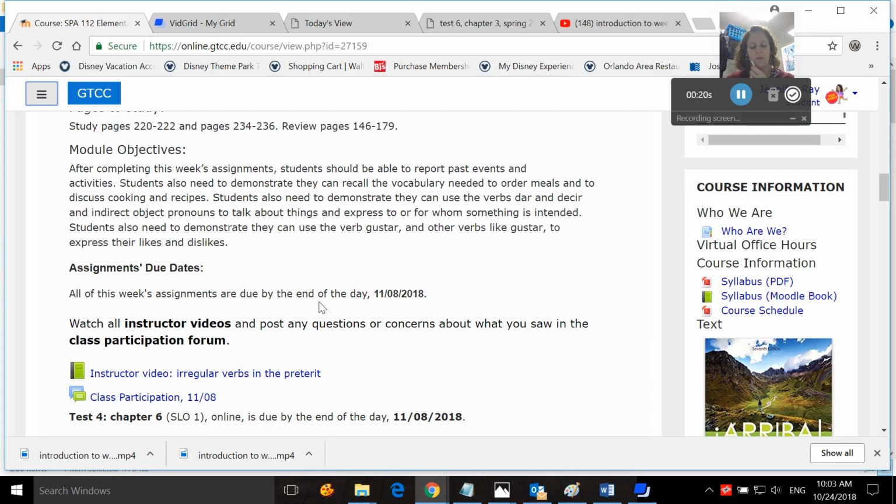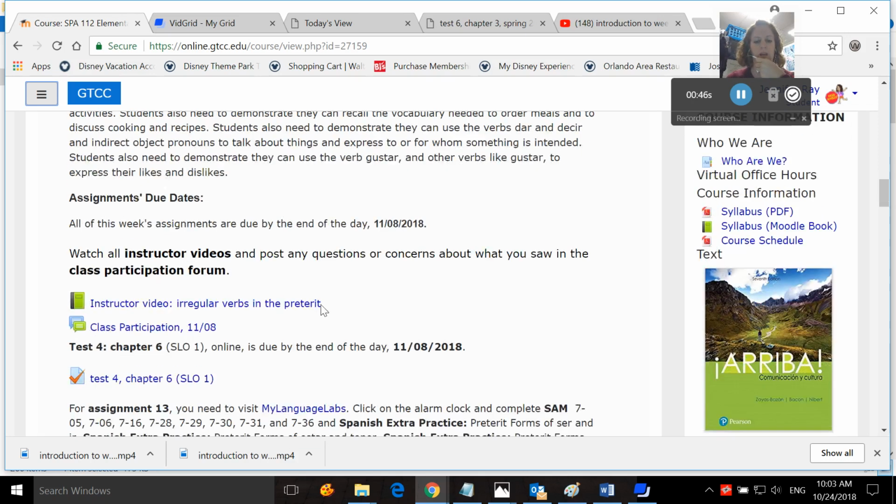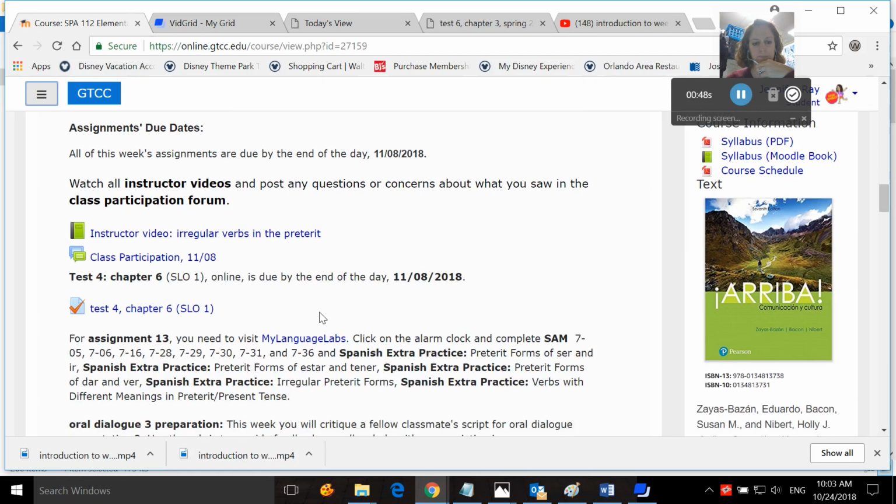You also should be able to demonstrate that you can recall the vocabulary needed to order meals and discuss cooking and recipes. You should also be able to demonstrate that you can use the verbs dar and decir and indirect object pronouns to talk about things and express to whom or for whom something is intended. You should also be able to demonstrate that you can use the verb gustar and other verbs like gustar to express likes and dislikes. Okay, all of this week's work is due by the 8th of November.